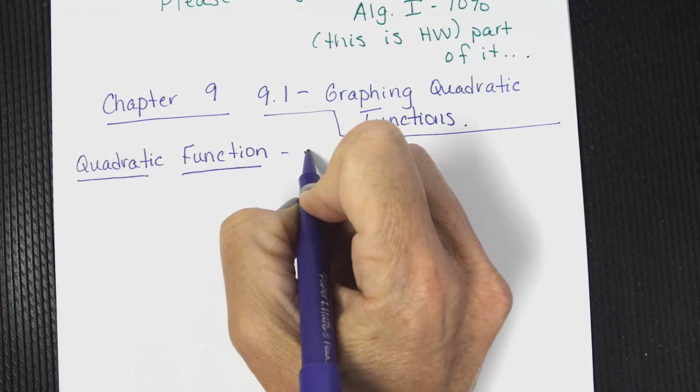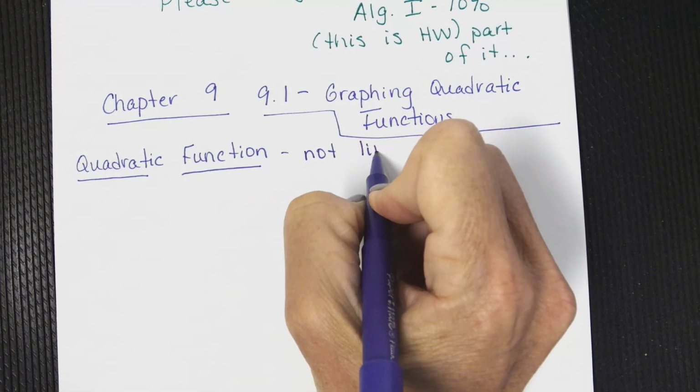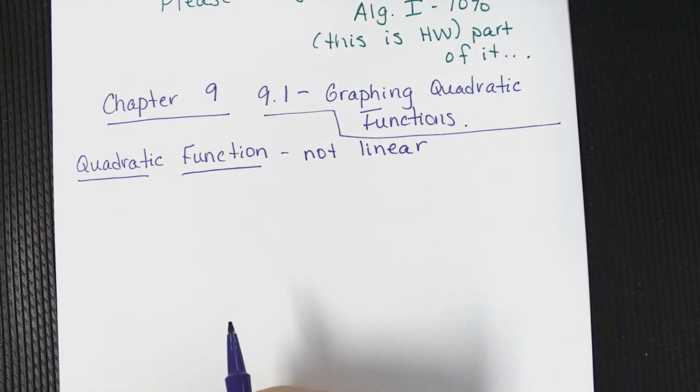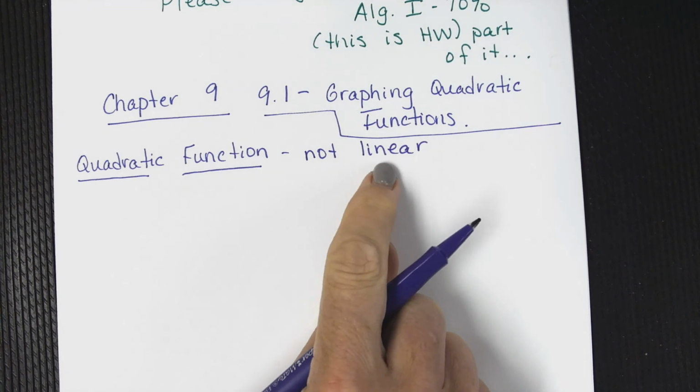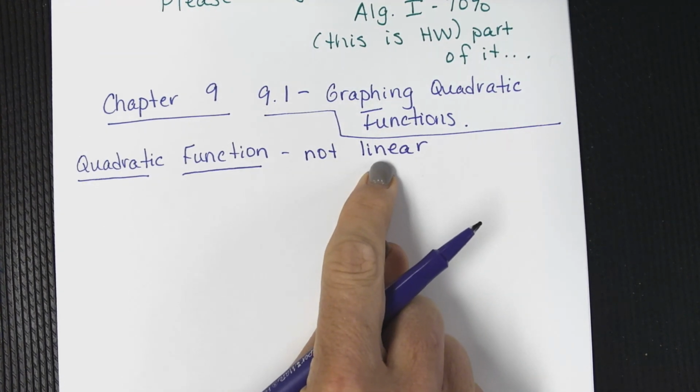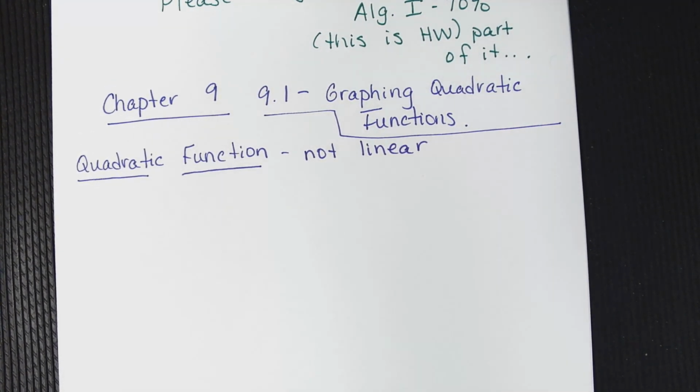First of all, it is not linear. Linear means what? What word do you see in linear? Line. It's not a line. Okay, so we're changing our visual.